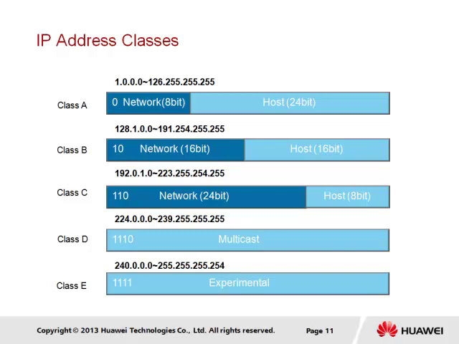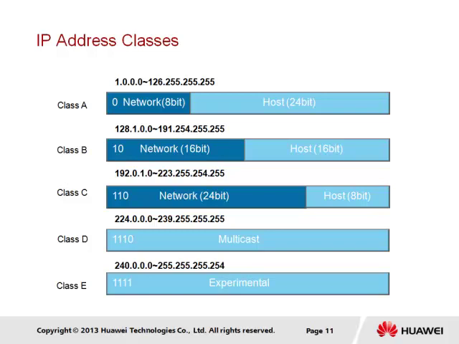We can easily distinguish each class in binary based on the high order or leftmost bits. For class A, the high order bit is fixed as 0. For class B, the 2 high order bits are fixed as 1 and 0, while for class C, the 3 high order bits are always set as 1, 1, and 0 in that order.